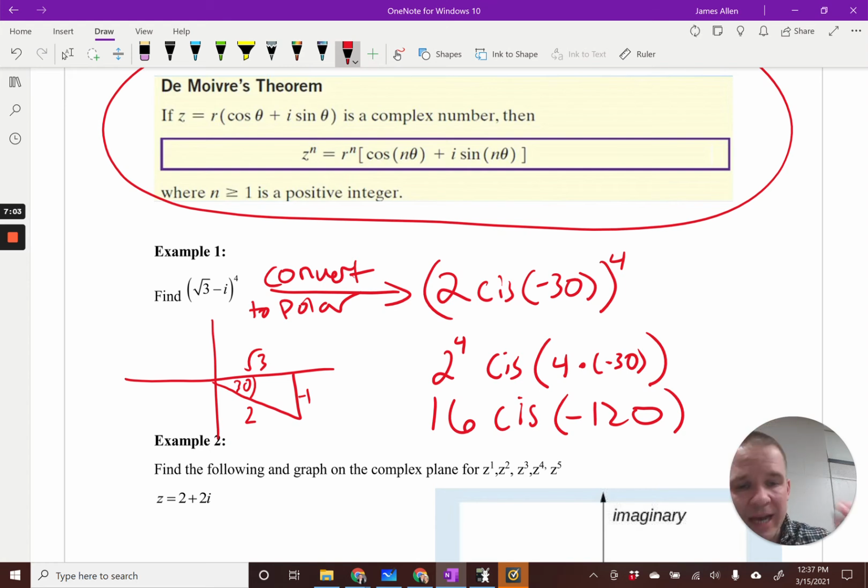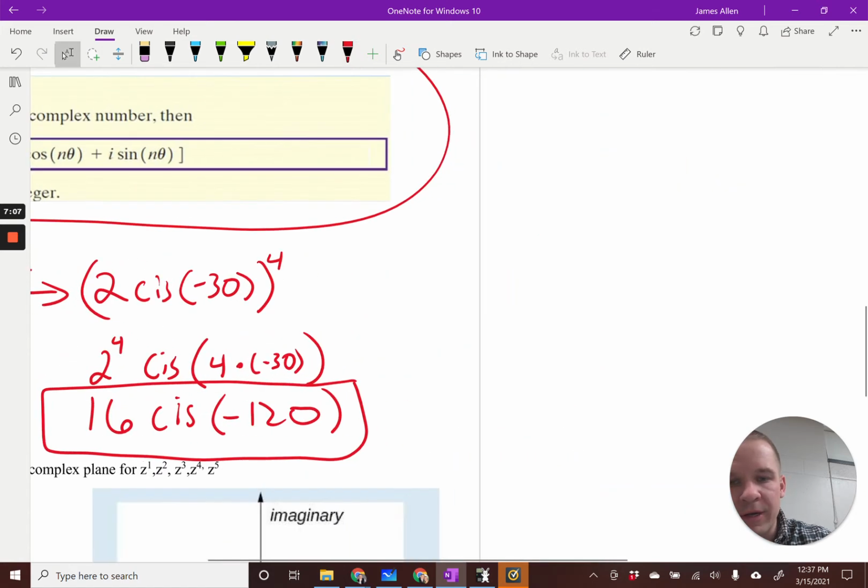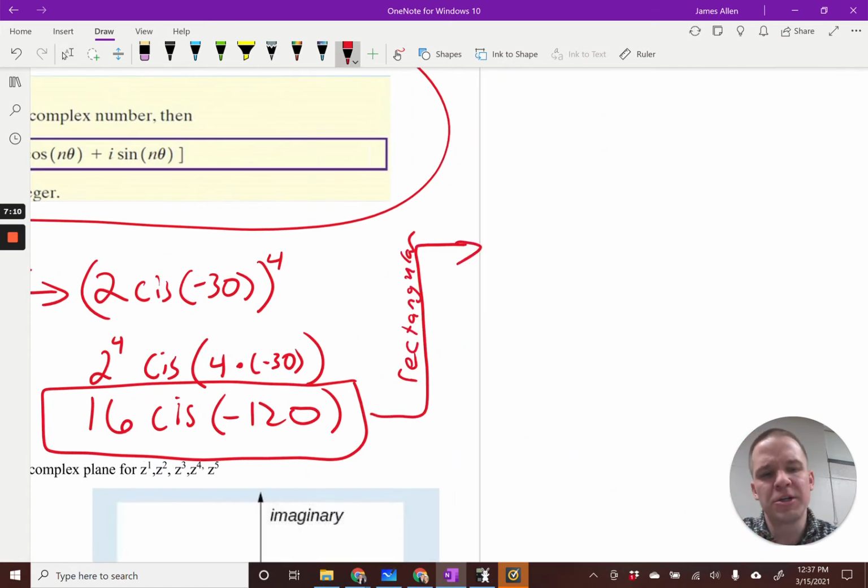Lovely. So that's in polar form, right? Now I'm going to convert back to rectangular. Look at that sideways writing there. Okay, so to convert back to rectangular, we could go the picture route. We could go the algebraic route. I'm going to go the algebraic route here. Change it up a little bit.